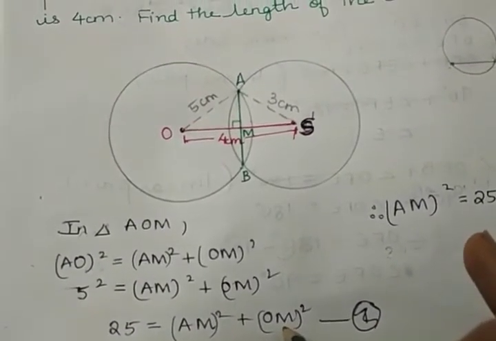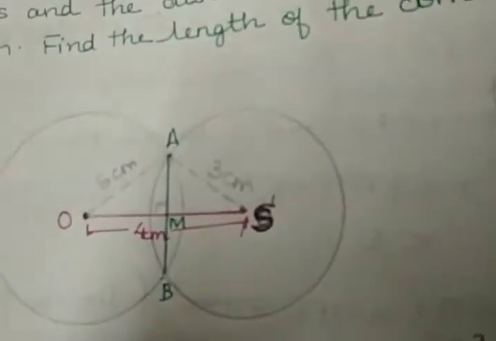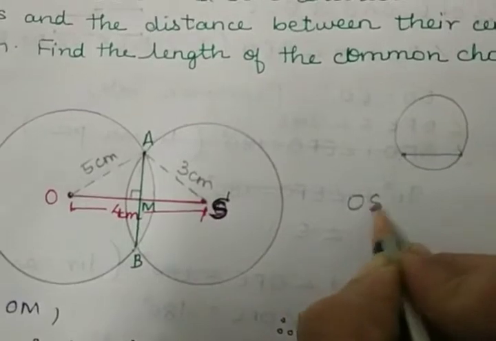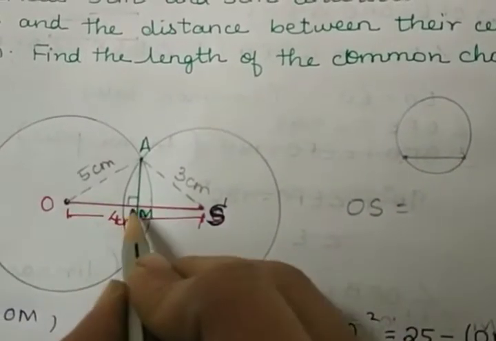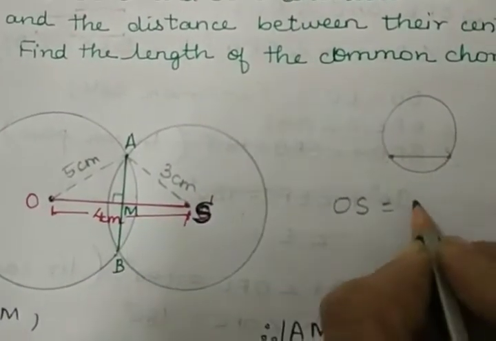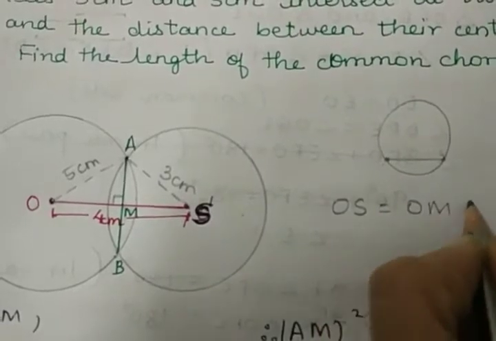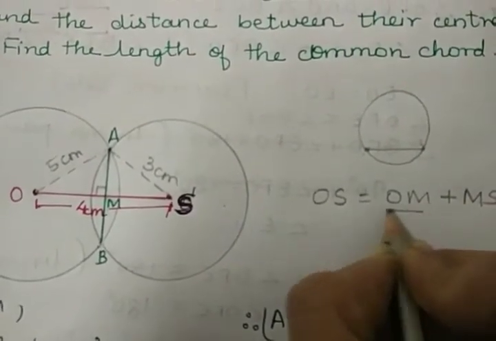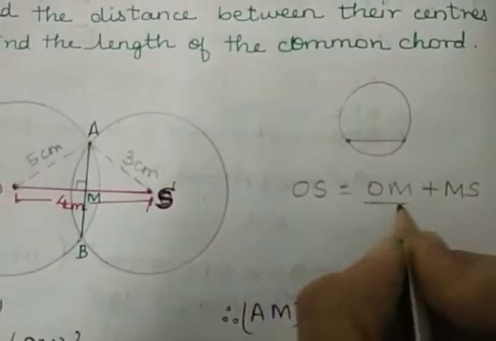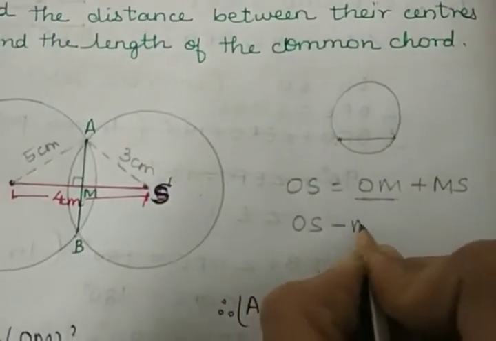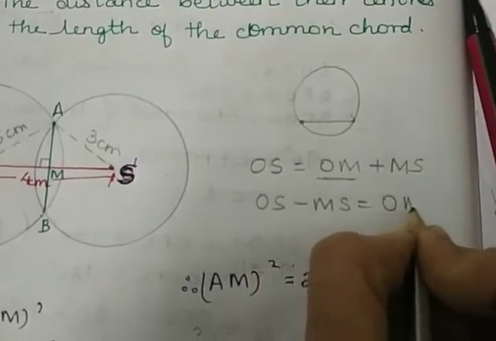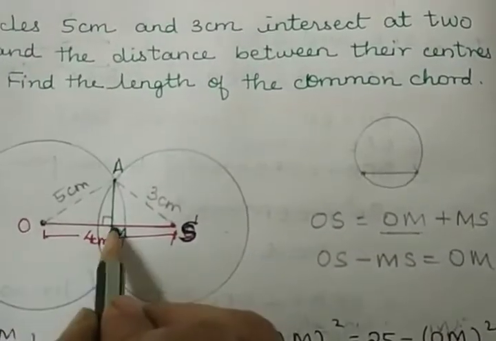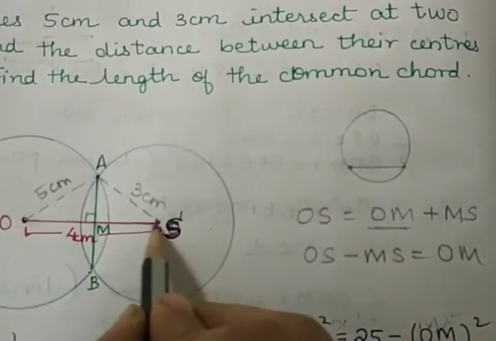Okay. Now if you look at the figure, you know that OS is what? OS is OM plus MS, correct? OS is equal to OM plus MS. So what will be OM? OM will be OS minus MS, correct? OM will be OS minus MS. So OM is OS minus MS.